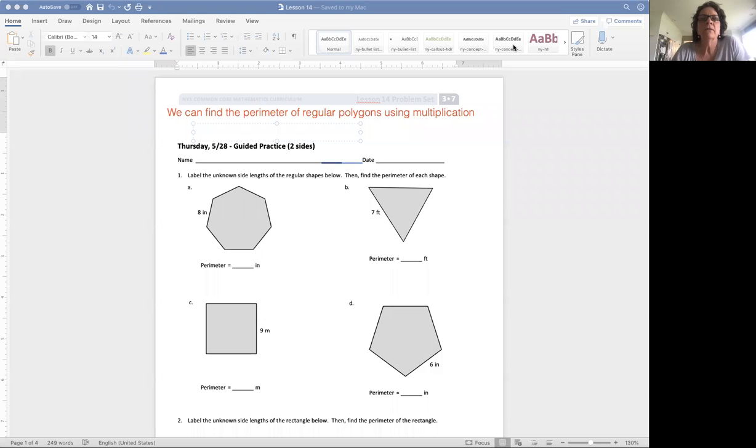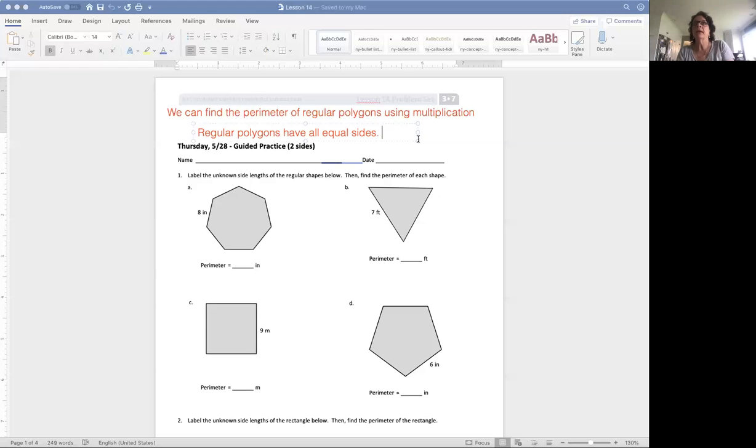In this video, we will be finding the perimeter of polygons that have equal sides. Now, a polygon that has all equal sides is called a regular polygon. And so I'm going to put this here at the top of our page. Regular polygons have all equal sides. So that's an important feature of a regular polygon for you to remember.